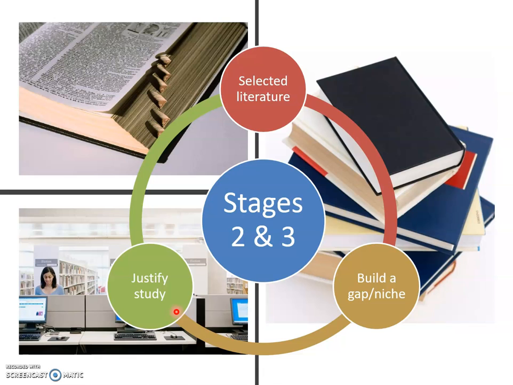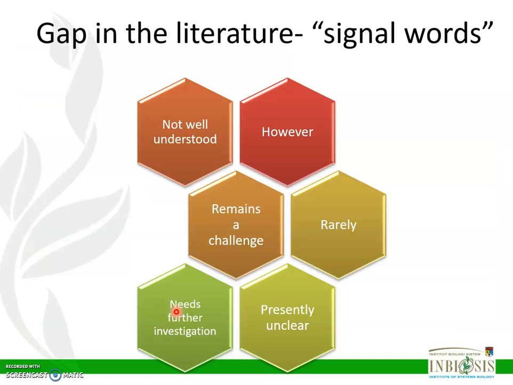Now, please always remember these signal words to mark your gap in literature. Use words such as not well understood, however, remains a challenge, rarely, needs further investigation, or presently unclear. These signal words are effective ways to highlight the research need and niche. Pay attention to them when you read any article of interest. This will tell you right away the motivation of the article and research.